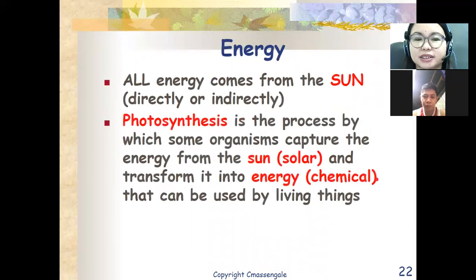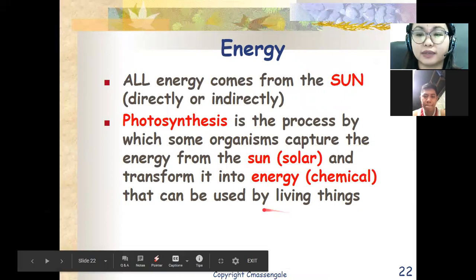So what is energy? All energy comes from the sun, directly or indirectly. The energy that we get is through the plants and animals, and plants take energy from the sun. They do this through the process of, as I have said, photosynthesis. It is a process in which some organisms capture the energy from the sun, or solar energy, and transform it into chemical energy used by living things like us, even animals.